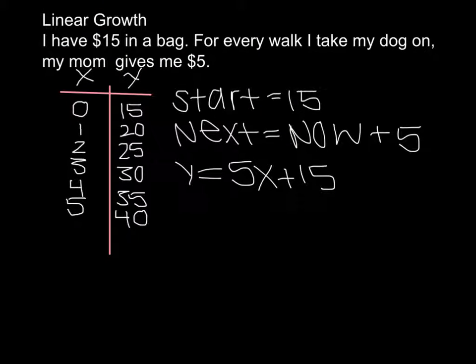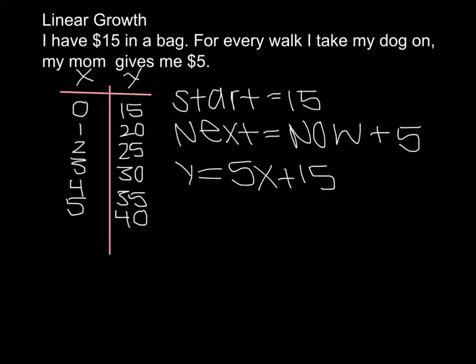I have $15 in a bag. For every walk I take my dog on, my mom gives me $5. The now-next equation for this would be next equals now plus 5, and the start is 15.